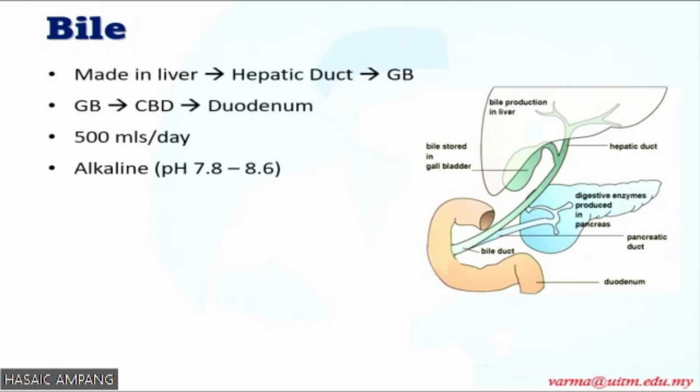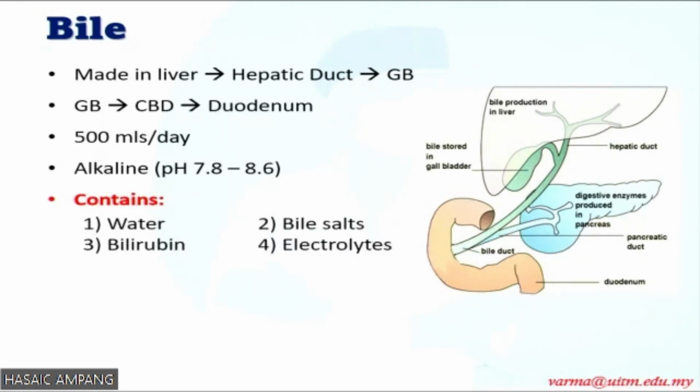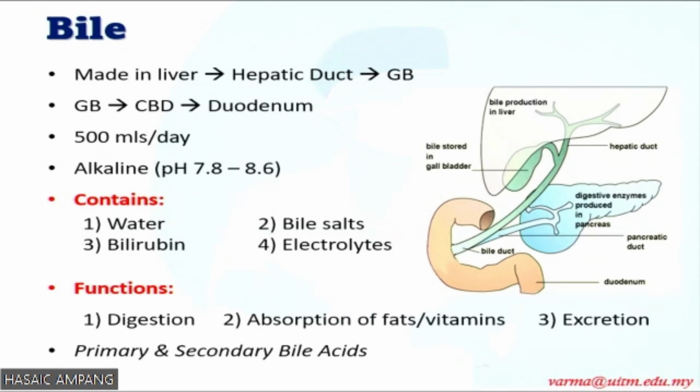Next about bile, it's made in the liver. From the liver, it goes to your right and left hepatic duct, common hepatic duct, then goes to your common bile duct, goes to your gallbladder. Right? It stays in the gallbladder. If you want it to come out, it goes to the cystic duct and goes again to the common bile duct. So it's around 500 ml per day, very alkaline, contains water, bilirubin, bile salts, and electrolytes. Function: digestion, absorption of fats and vitamins, excretion is primary and secondary bile acid.